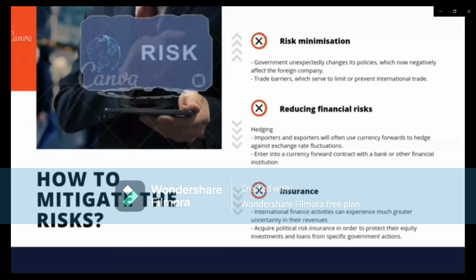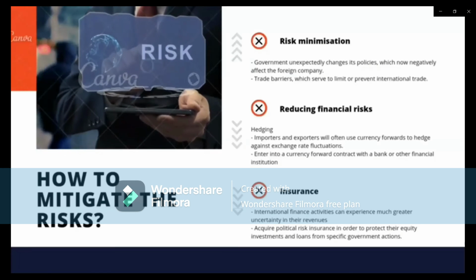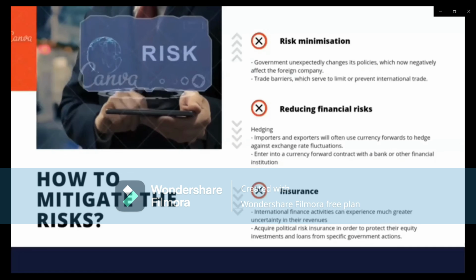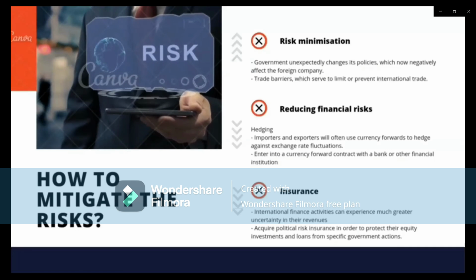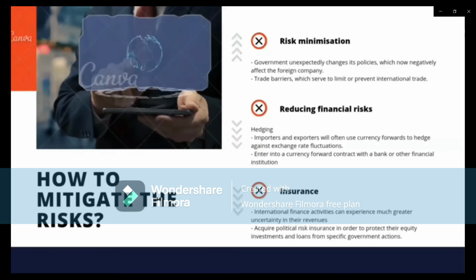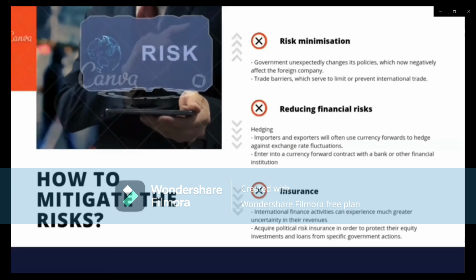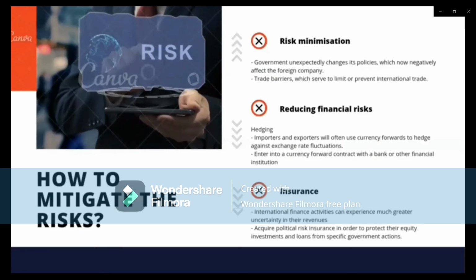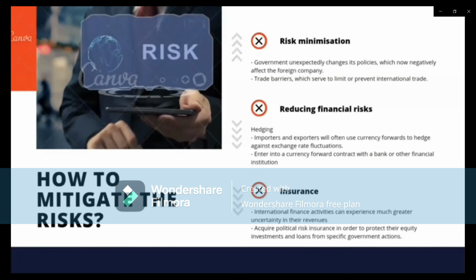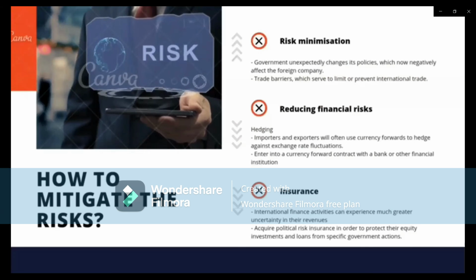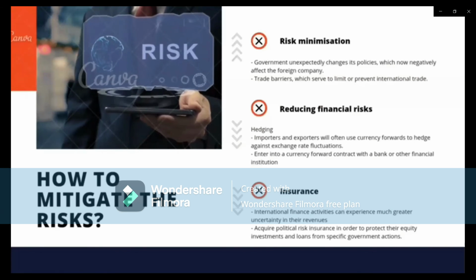Reducing financial risk. Hedging is to reduce the risk that price movements in the currency market will adversely affect the company's revenue and profits. For example, importers and exporters will often use currency forwards to hedge against exchange rate fluctuations. The institution will enter into a currency forward contract with a bank or other financial institution.